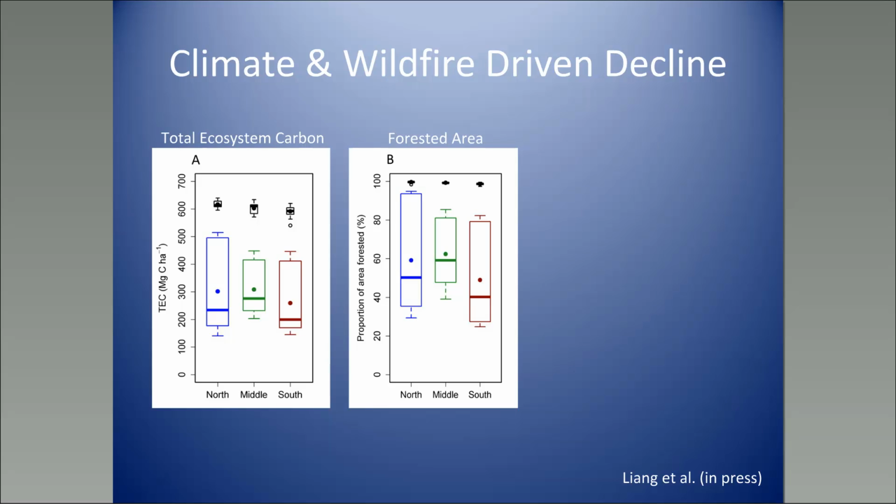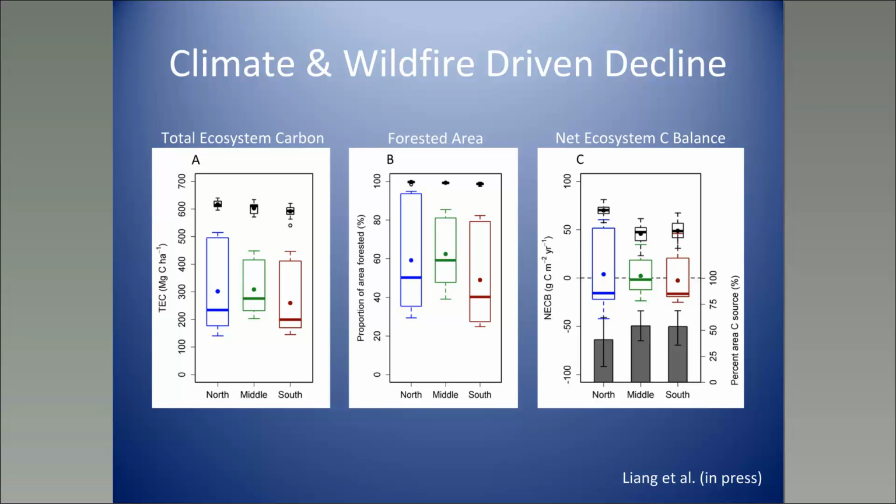So the mismatch in climate space between seed sources and climate suitable for regeneration led to a decrease in the proportion of the land area that's forested by the end of the simulations. So we've basically got median values under historical climate and wildfire, which are the black box plots at the top, around 100% forested area, and then median values in the north, middle, and south transects between 40 and roughly 60% of the area is forested by the end of the simulations.